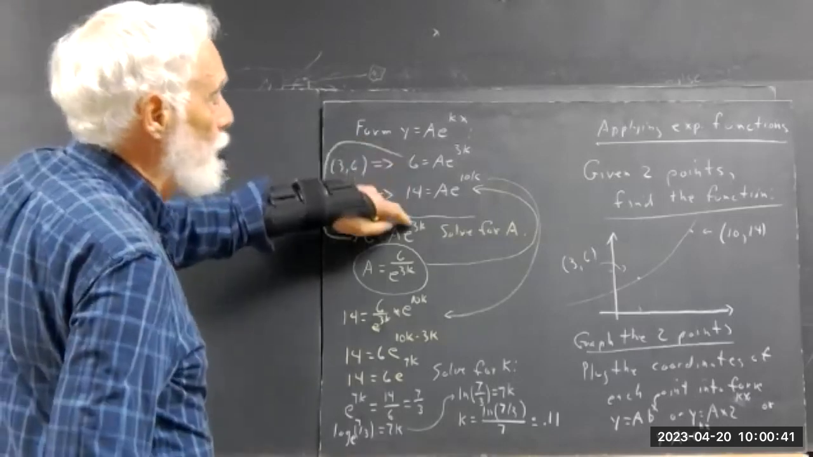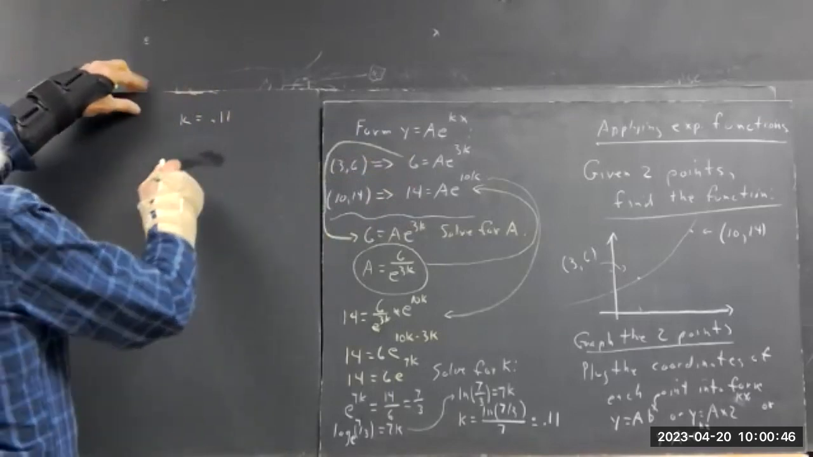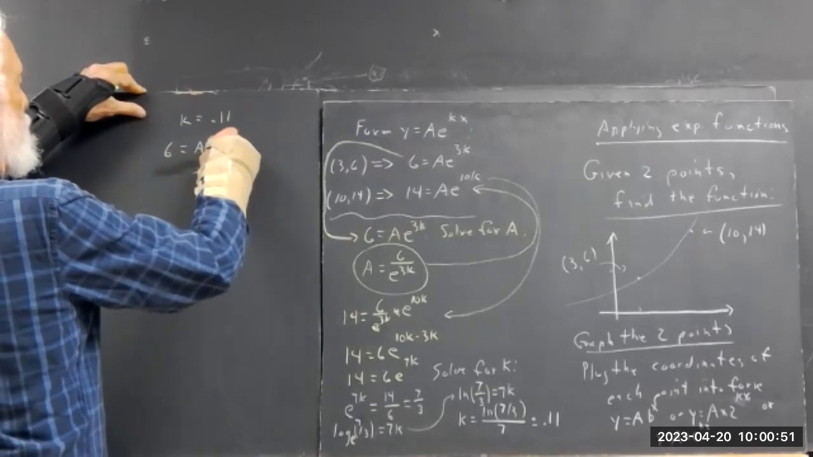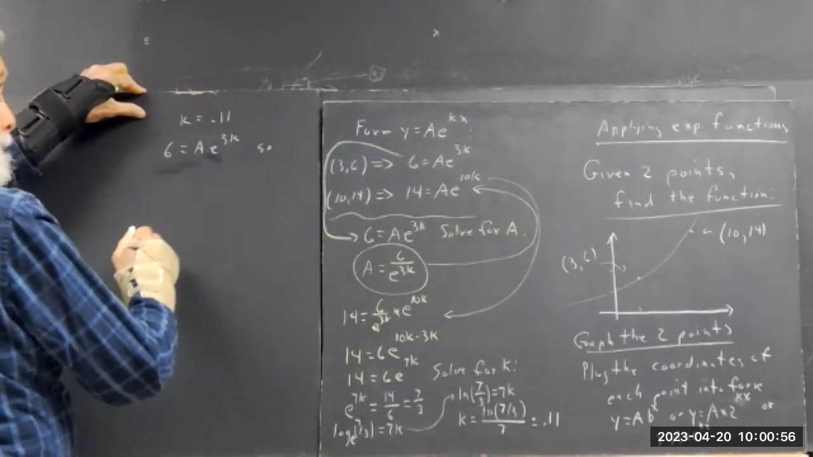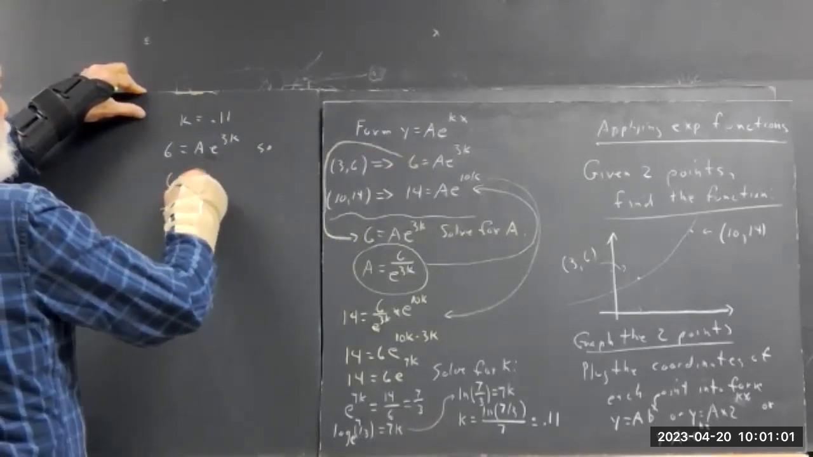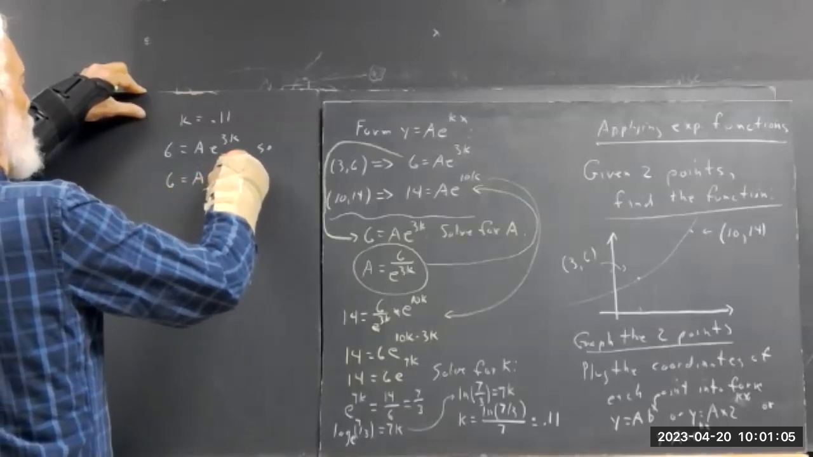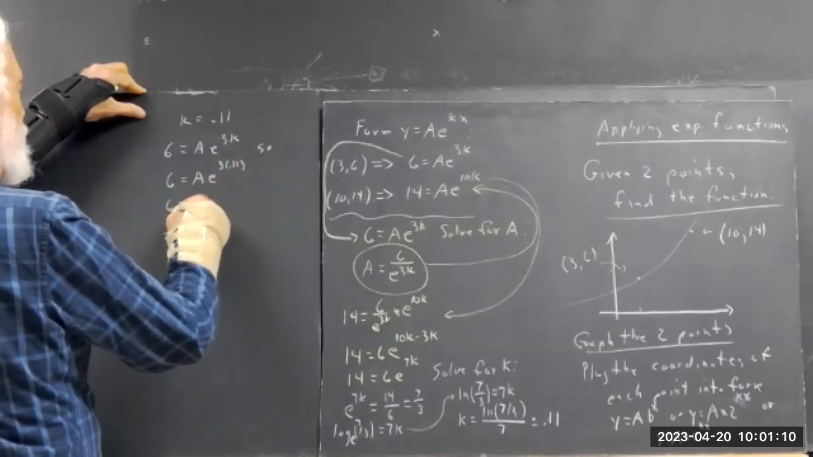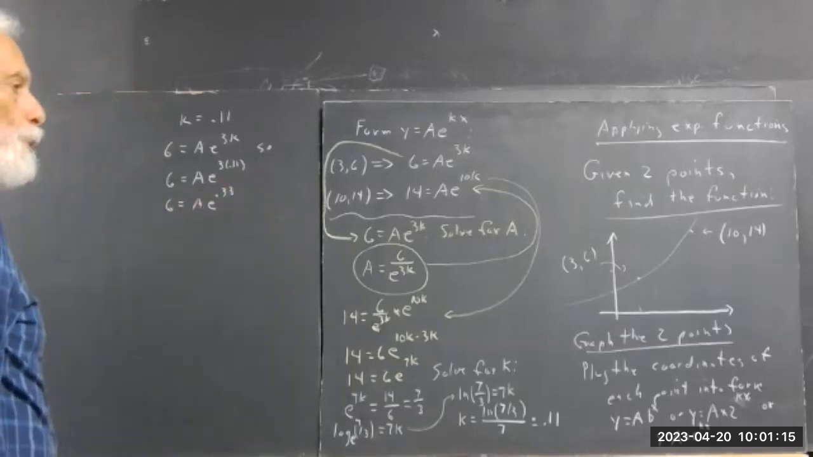Okay. Pick one of these equations. Pick the first one. This equation comes from here. 6 equals A e to the 3k, so 6 equals A e to the 3 times 0.11. 6 equals A e to the 0.33.